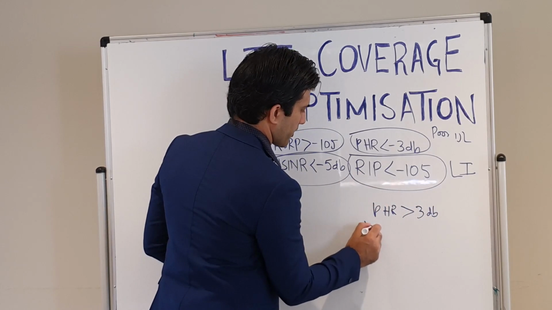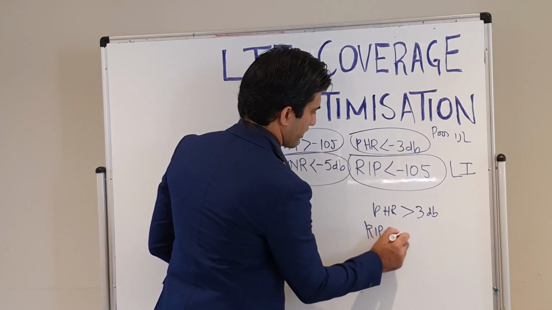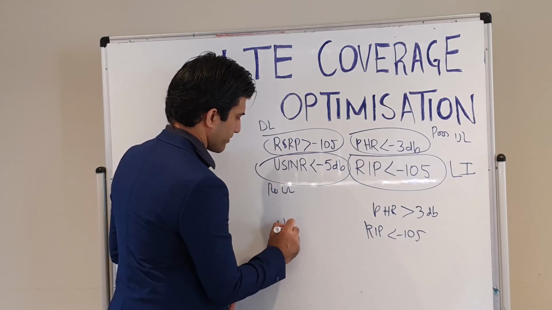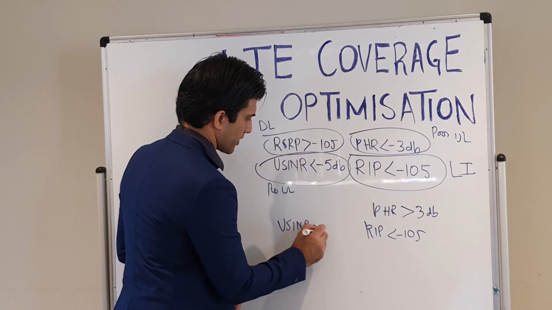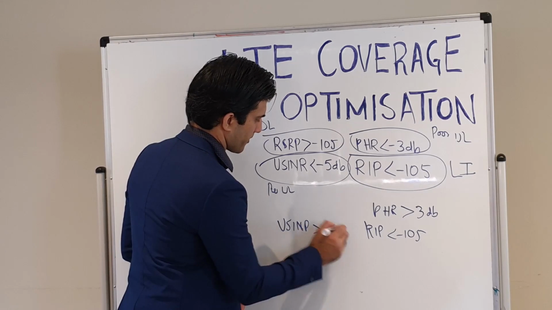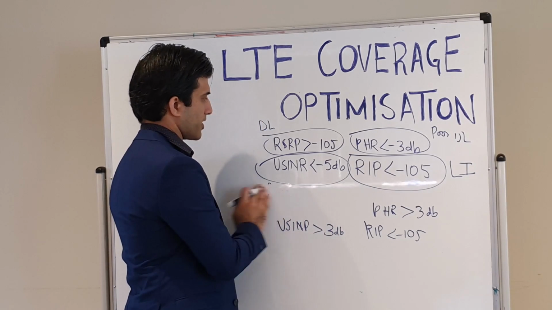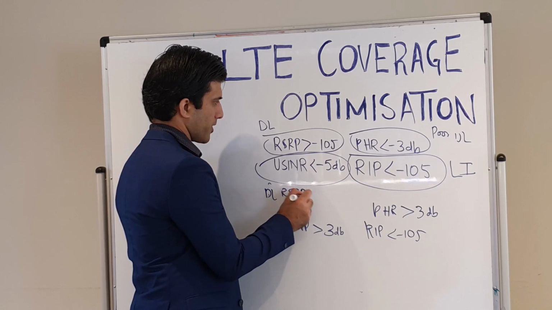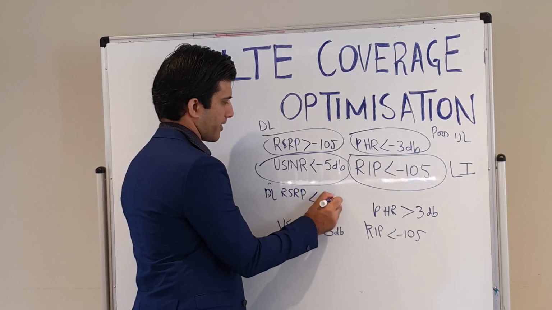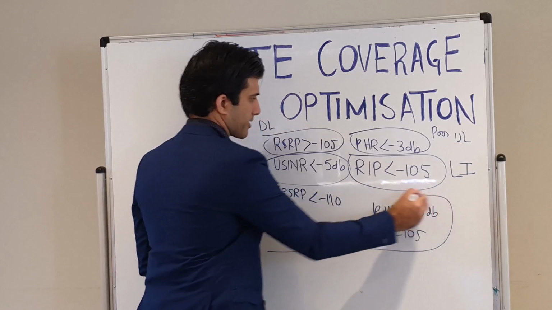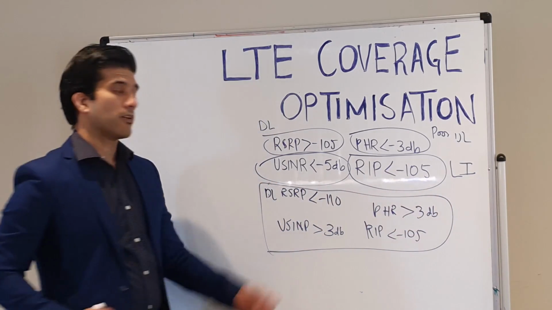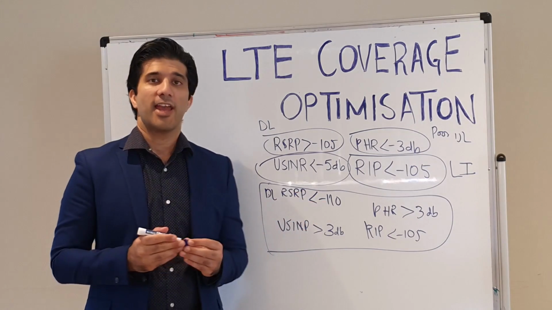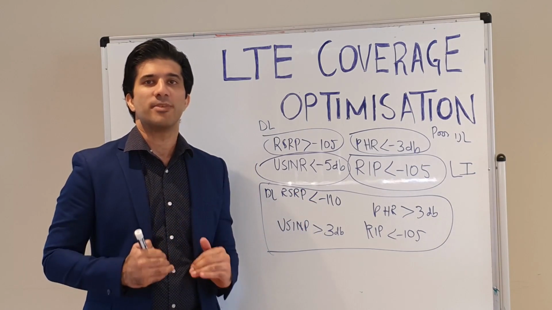Your received interference is still okayish. Your uplink SINR is greater than 3 dB, but your downlink RSRP is less than -110. So this is the case where your downlink has the issue, and your network is downlink limited.